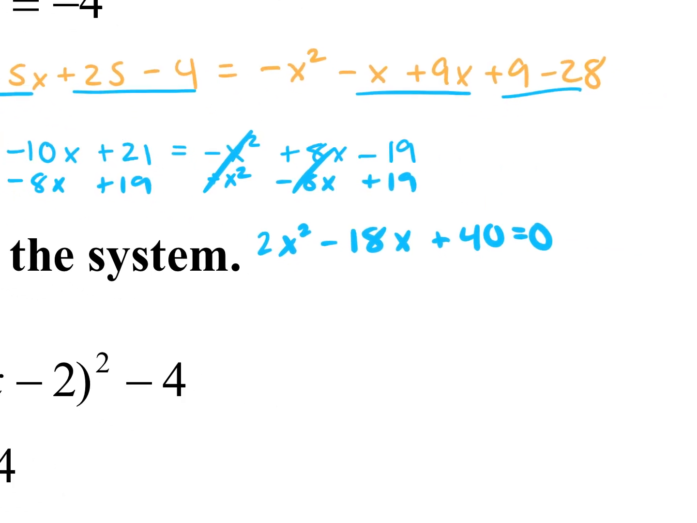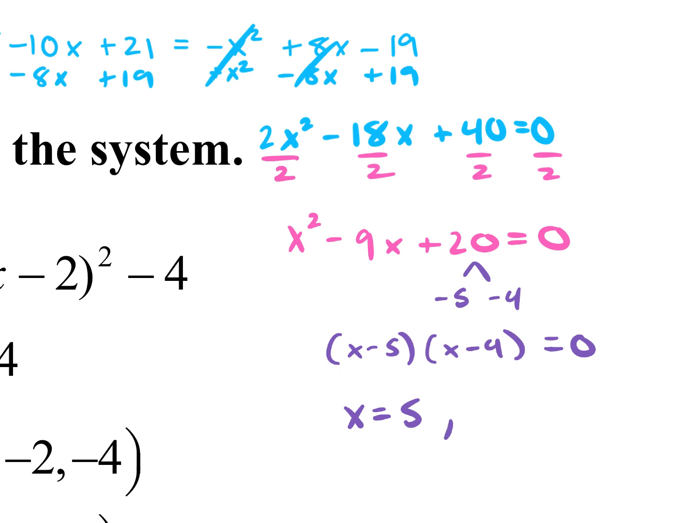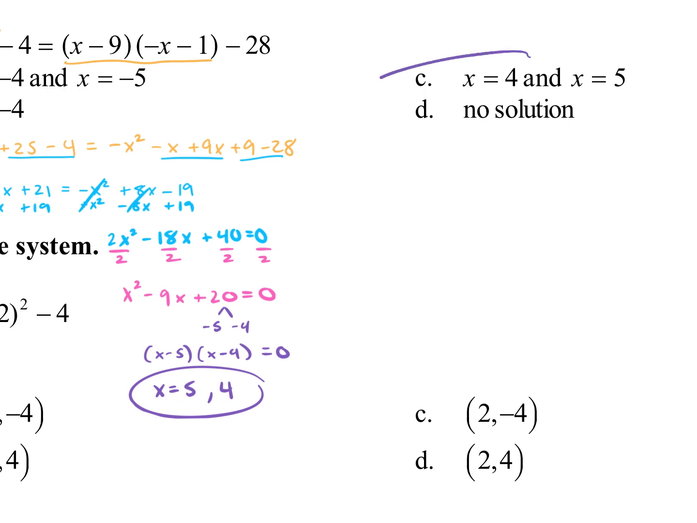What can I do next? Divide everything by 2. Take out the GCF. So x squared minus 9x plus 20 is equal to 0. And now we can factor. What are two factors of 20 that add to negative 9? Negative 5 and negative 4, so x minus 5 and x minus 4, which would mean x is equal to what? 5 and 4. So x is equal to 5 and 4, which would be C.